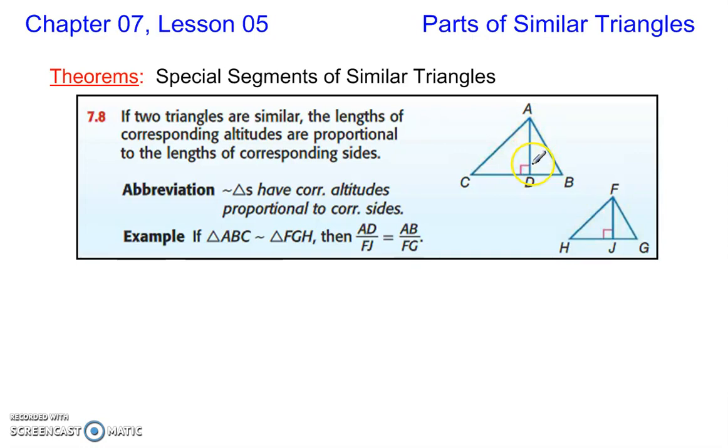So then AD, this altitude to this altitude, is proportional to any of the other sides, corresponding sides. So AB to FG, for example.